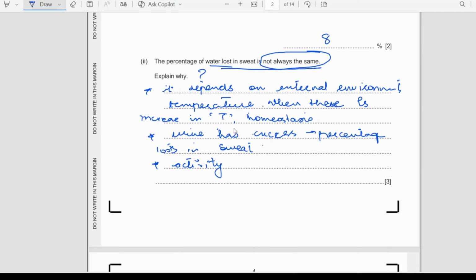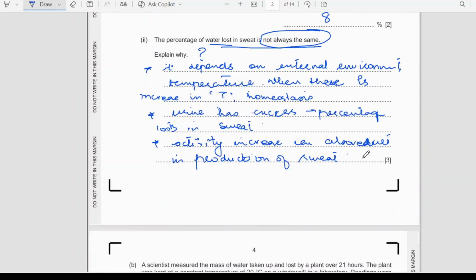If your body is using water in some activity, like you are exercising more, there would be more sweat production. Activity increase can also result in more loss of water through sweat. So there are three factors. Number one, exercise. Number two, temperature. Number three, the urine.